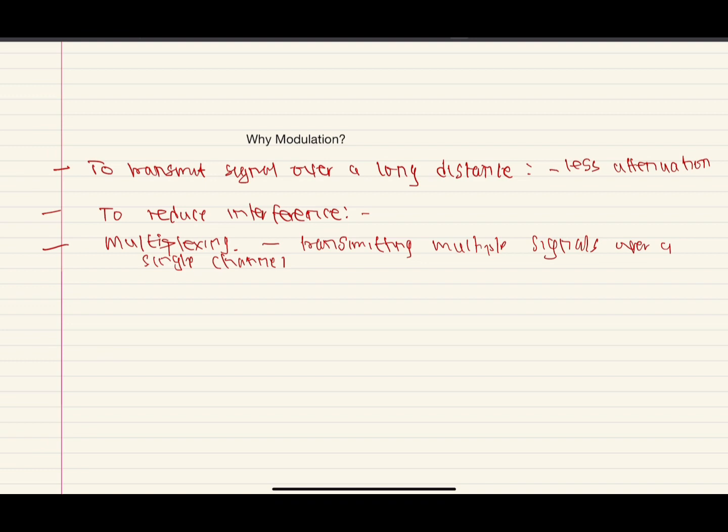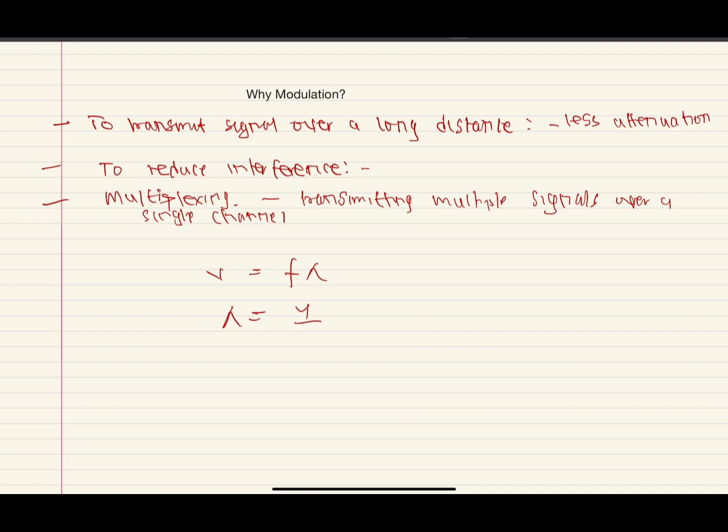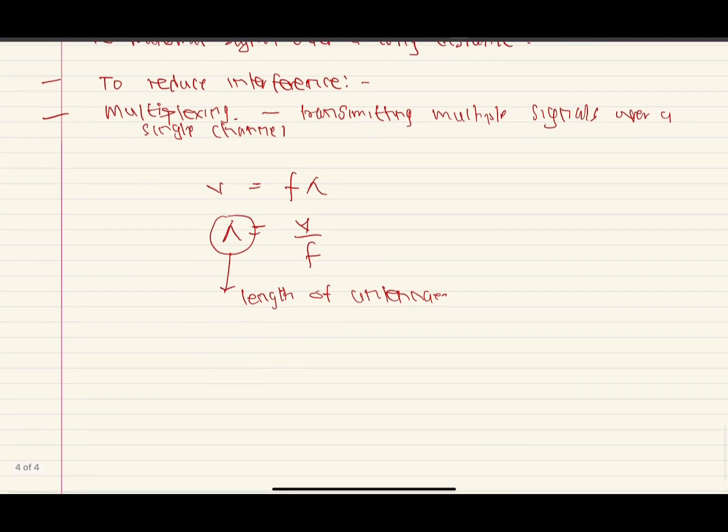I hope you remember V equal to F lambda, where V is the velocity of light in air, F is the frequency, and lambda is the wavelength. So in communication systems, you can see that lambda equal to V over F, where lambda is the wavelength, V is the velocity and F is the frequency. So we assume that this lambda is the length of your antenna.